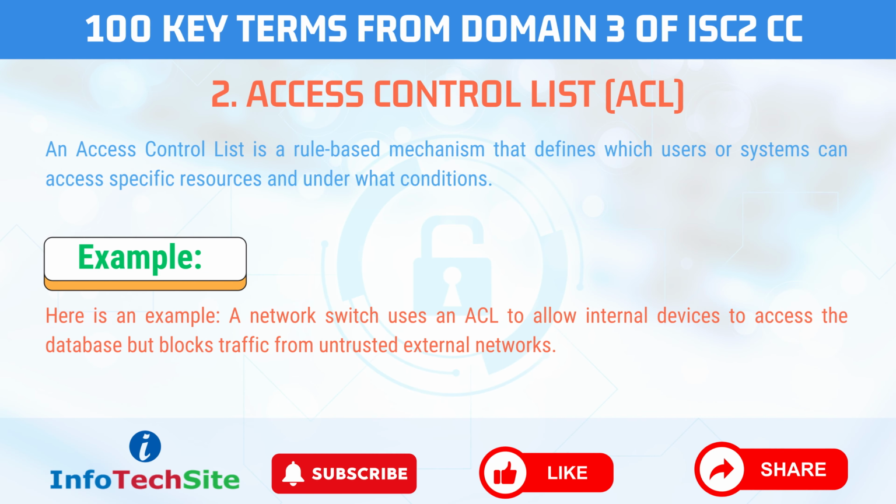2. Access Control List, ACL. An access control list is a rule-based mechanism that defines which users or systems can access specific resources and under what conditions. Here is an example. A network switch uses an ACL to allow internal devices to access the database but blocks traffic from untrusted external networks.